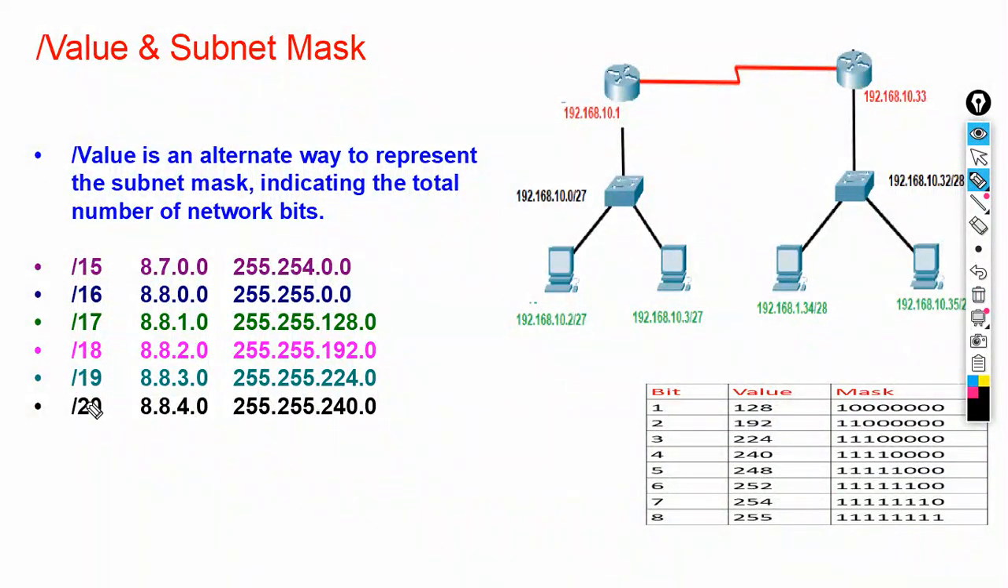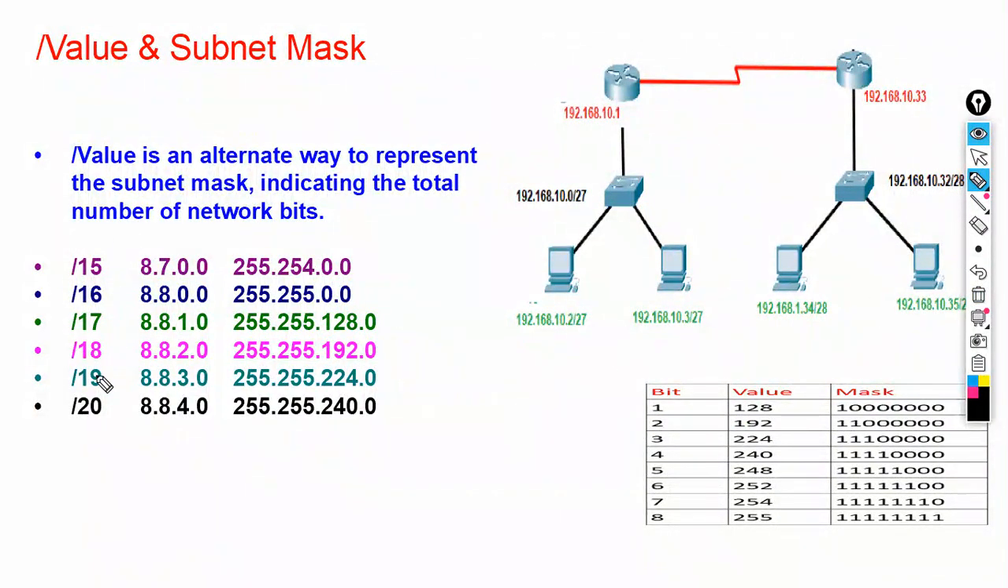Let us say we have the slash value 18. How to convert this slash 18 into a subnet mask? How many maximum ones can we have in each portion? 8. Then we add 8 in the second portion. 8 plus 8 is 16. How many ones are remaining for 18? 2. So 8 ones means 255, 8 ones 255, then 2 ones and 6 zeros, which is 192.0.